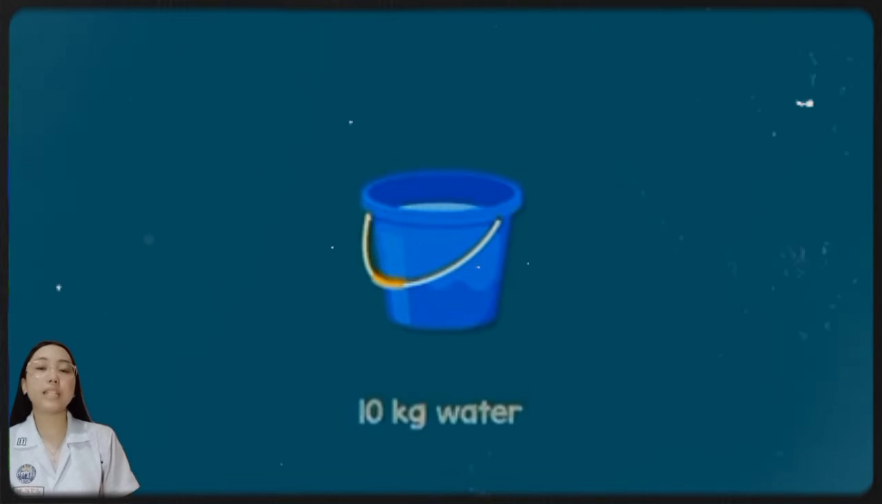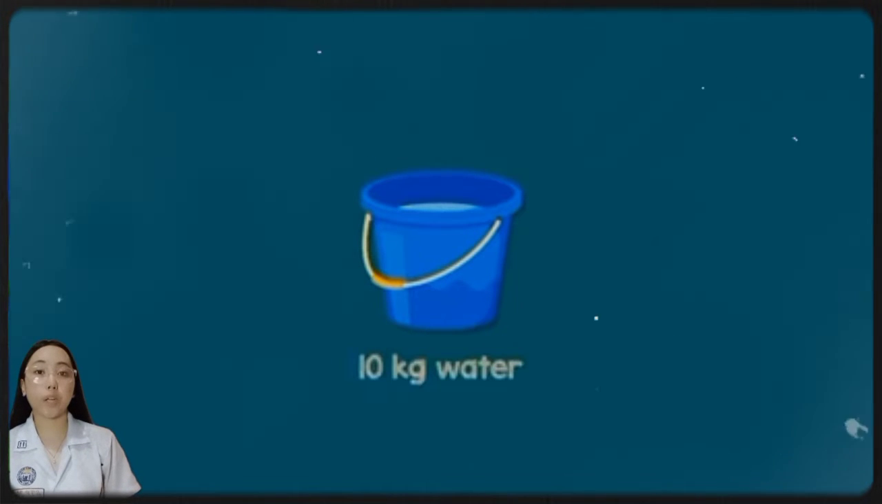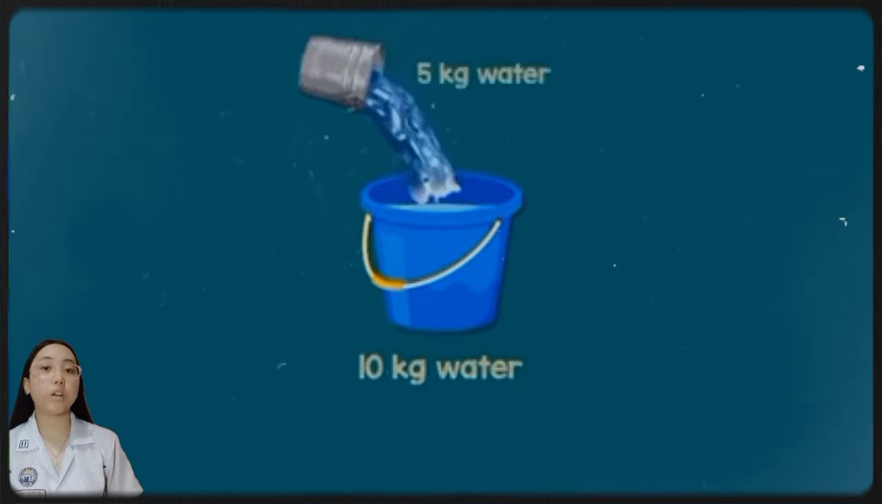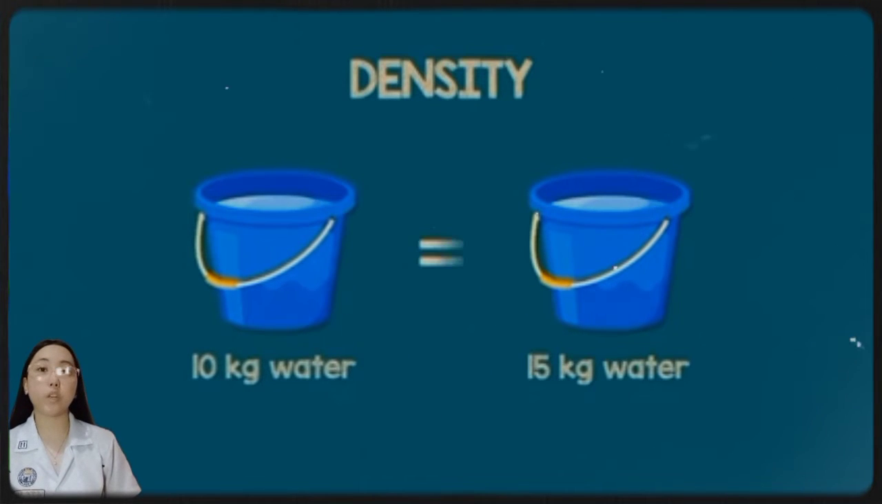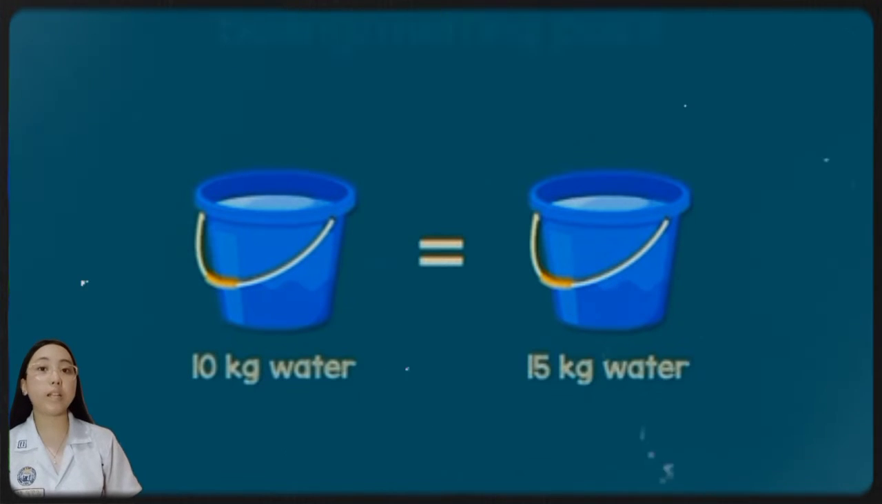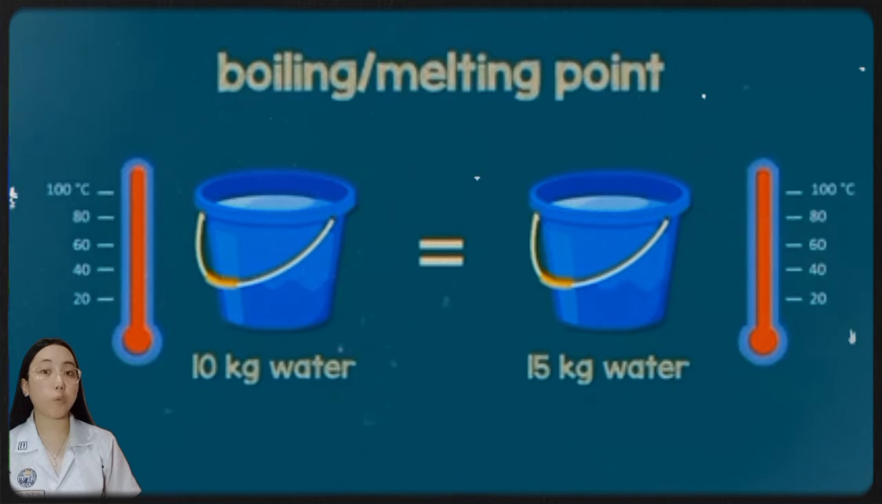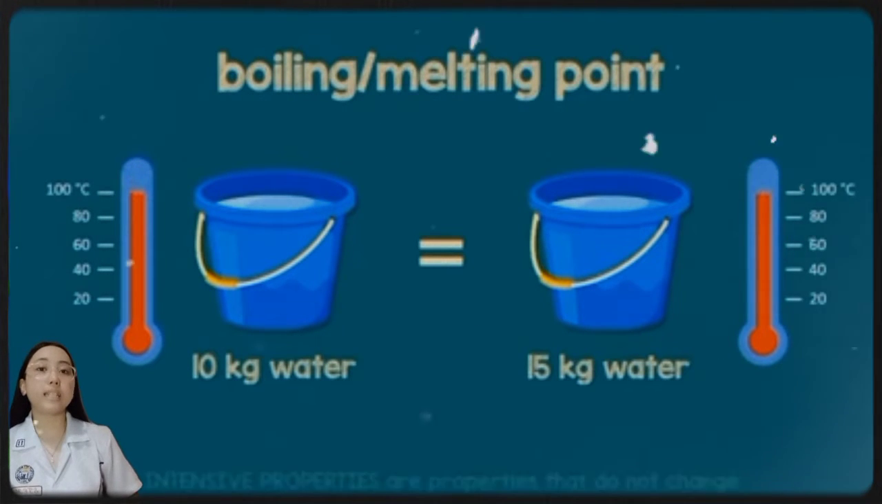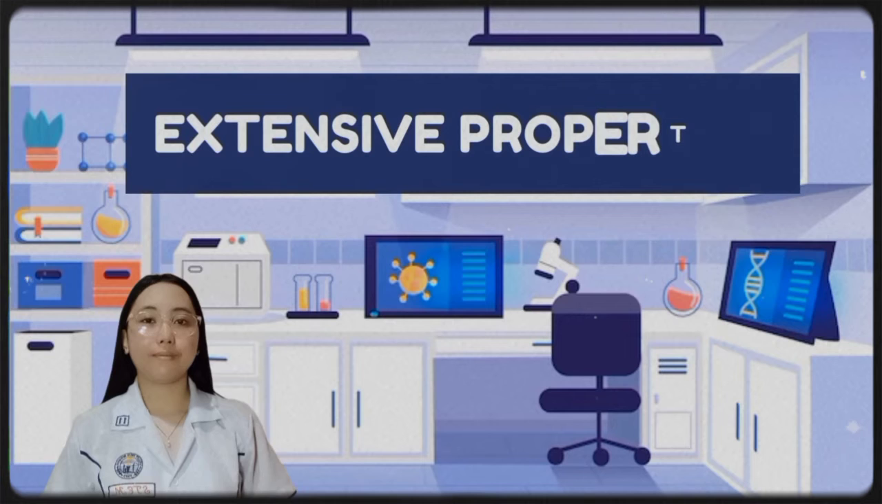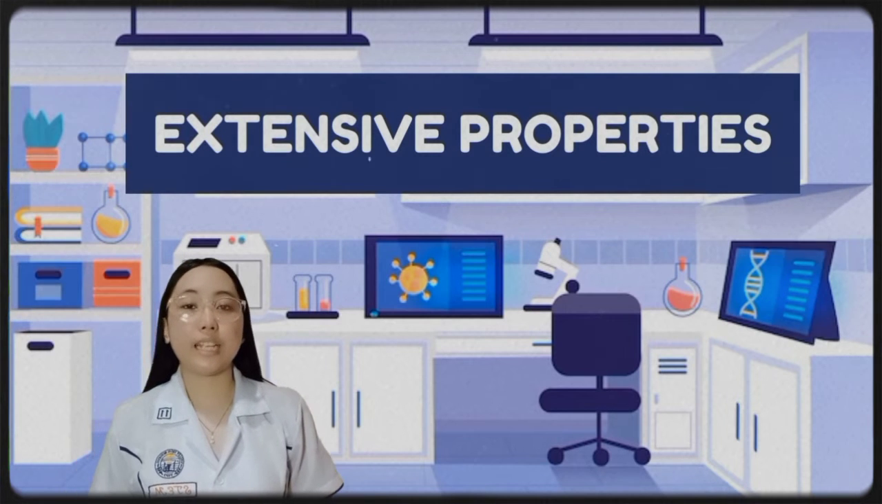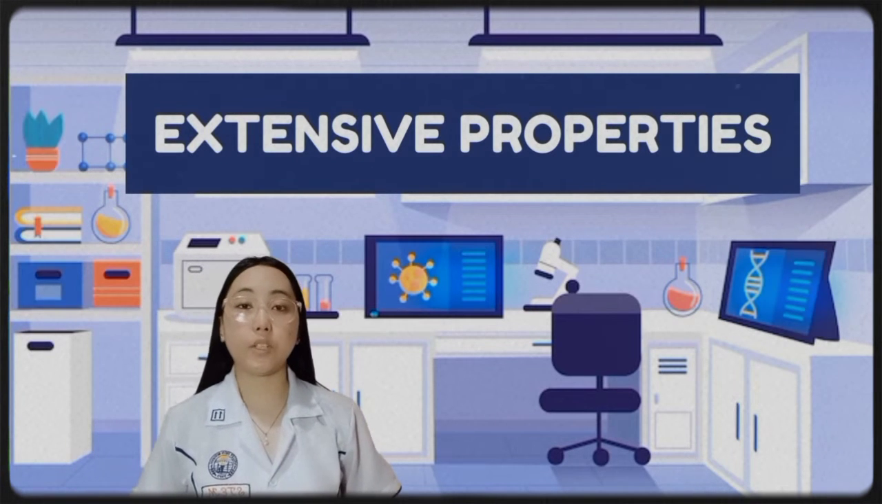Now let's take water as an example. A 10 kg bucket of water is blue. If you add another 5 kilograms of water, the water is still blue. Even the density of the 10 kg of water is the same as the density of 15 kg of water. Furthermore, the boiling and melting point of the 10 kg of water is the same as the 15 kilograms of water. In other words, intensive properties are those that do not change regardless of whether the amount of the substance is small or large. Now that we've finished discussing intensive properties, we'll proceed to extensive properties.